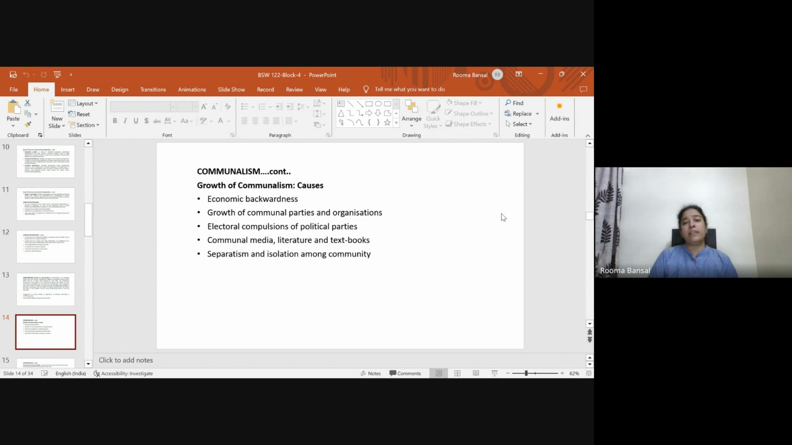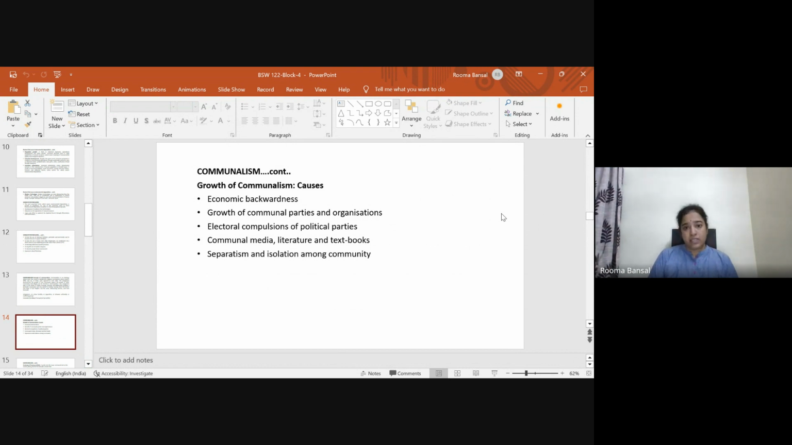Number three, communal media, literature, and textbooks. N number of textbooks are there, or literature or articles are available in the print media, which are stating that we are at number one position. Other religions are not as good as we are, or our religion is as good as. So, n number of media channels are available which run the propaganda of these kinds of agencies and parties.